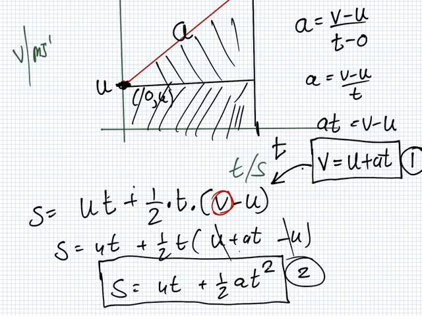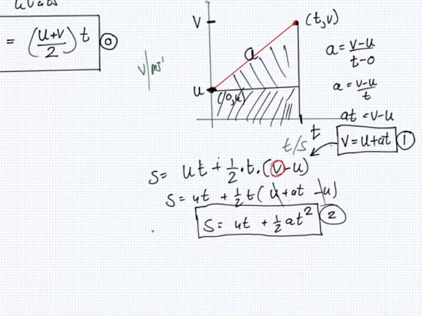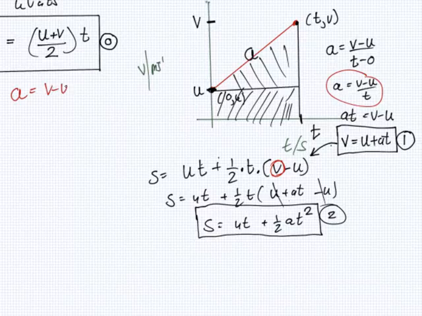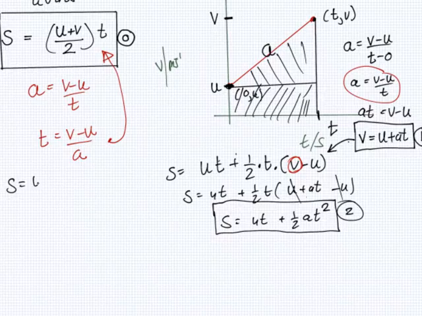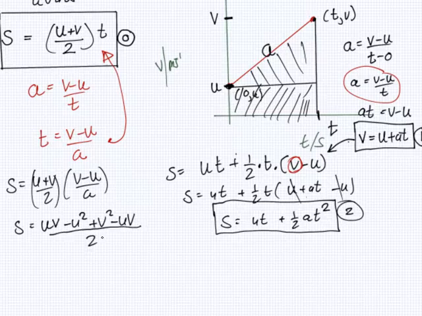One more equation to go. Let me think for a second. Right. So here, let me just take this for a moment. You see this one here? And just write it over here. A equals V minus U over T. So T equals V minus U over A. I'm taking that and I'll put it in here. So now I get S equals U plus V over 2 times V minus U over A. So S equals, multiplying this out, UV minus U squared plus V squared minus UV all over 2A. So I get 2AS equals minus U squared plus V squared, because again we'll have some cancelling. So I'll get V squared equals U squared plus 2AS.